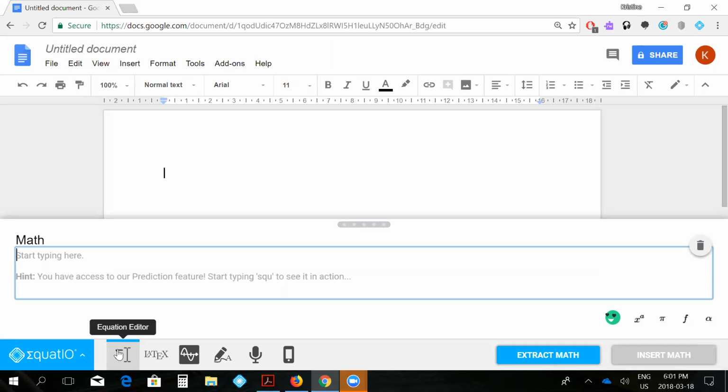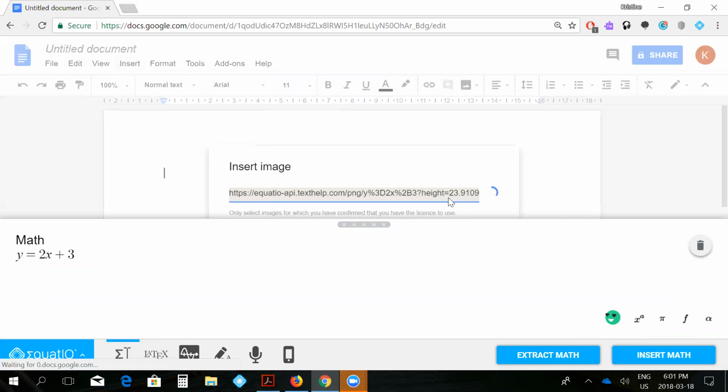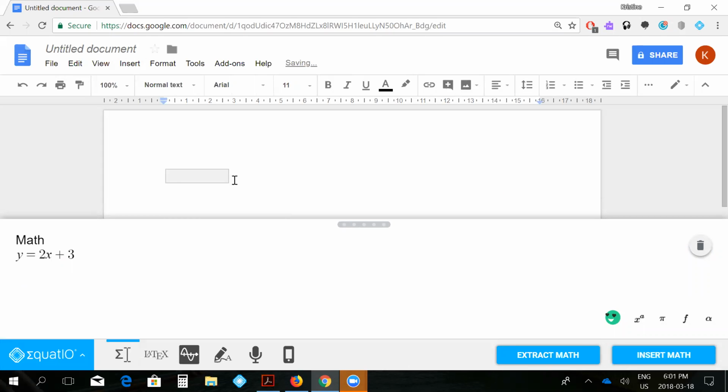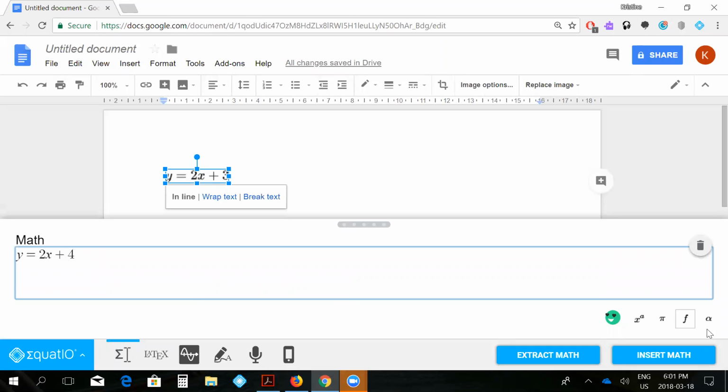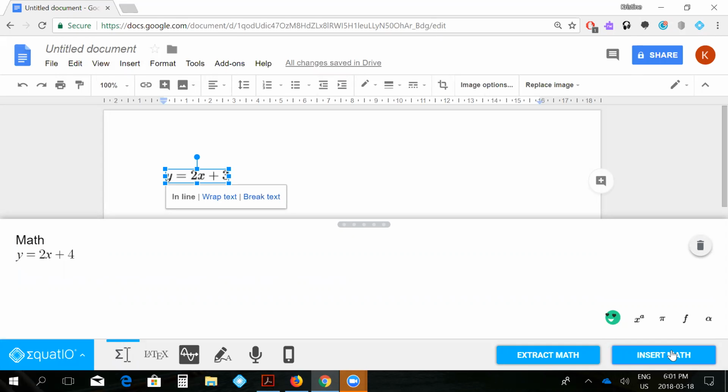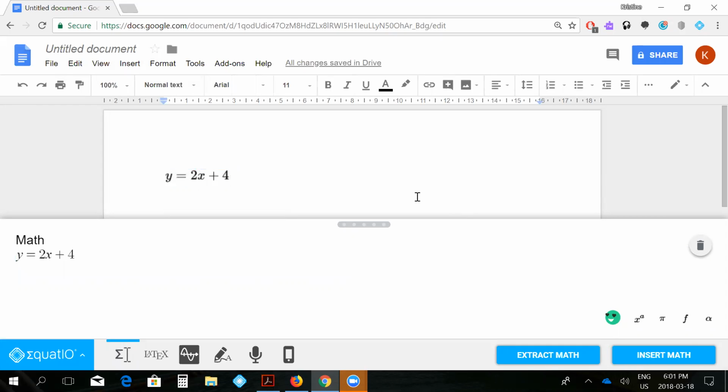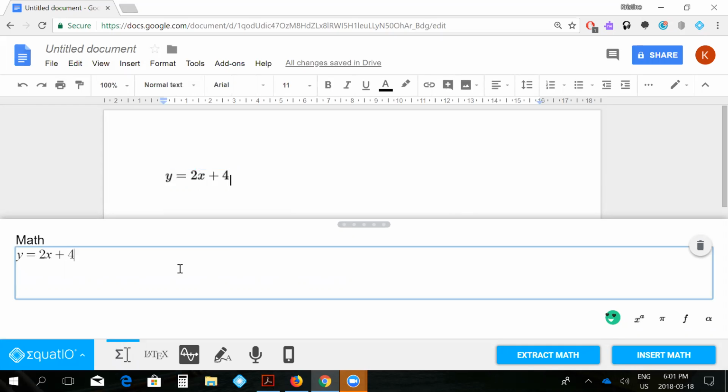So I can just simply type my math here, and you can also use the prediction. So I'm going to say y equals 2x plus 3. And then I'm going to insert the math, and it's going to insert it right there. If you want to edit your equation, you click on it and you press extract math, and then you can edit it. Let's say 4. I'm going to insert math, and it changes it. And so for this one, you can also insert using these buttons here.